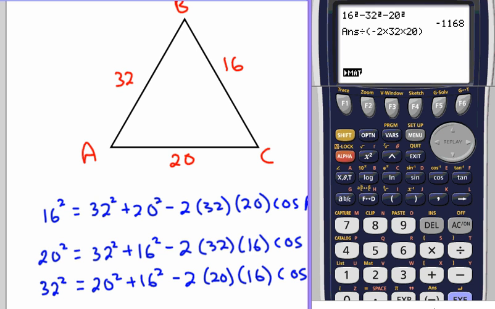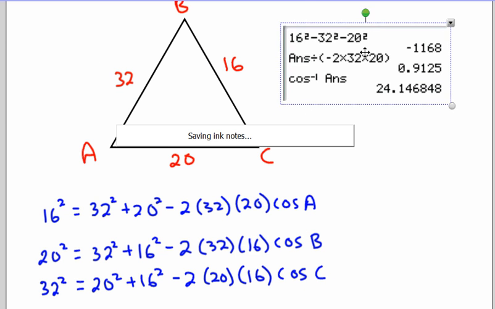All right, so then I'll do inverse cosine of that answer. And angle A should be 24.147, or 24.15 degrees if I go 2 decimal places. Maybe angles will go 2 decimal places, sides will go 3 decimal places.